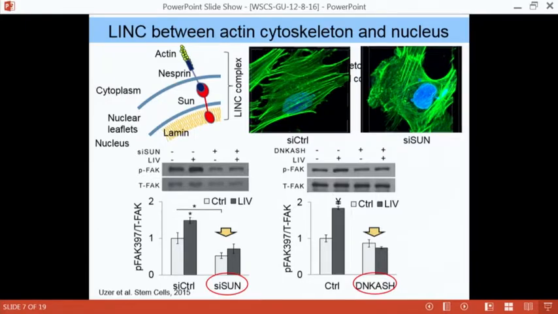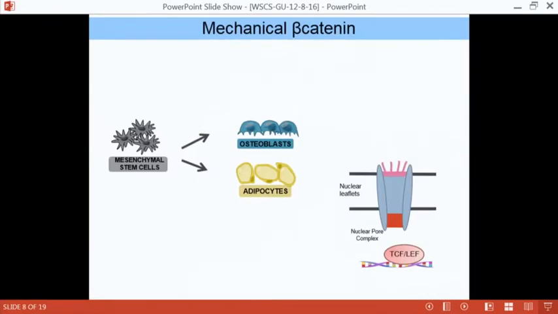In both of these cases, we found that the LIV signals require a LINC nucleus to respond to these mechanical challenges. So I would like to switch gears a little bit now and talk about how these mechanical signaling events affect the cellular signaling to change the cell fate in mesenchymal stem cells.